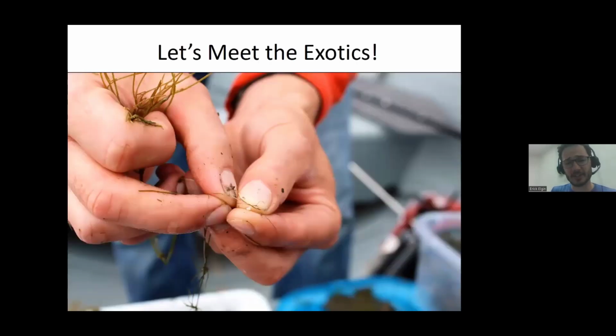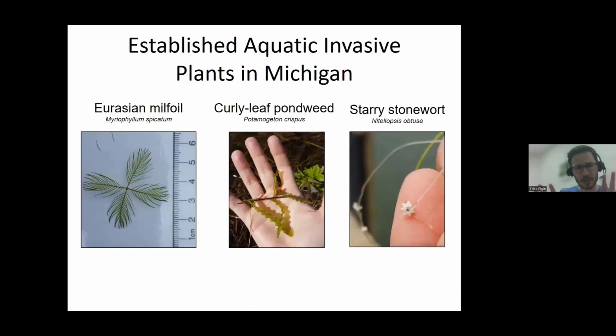So let's dive in. Let's look at these invasive species. I split our 5 up into two categories. One of them being the established aquatic invasive plants in Michigan. Like I mentioned, most of the plants that we find under the water, on top of the water in Michigan are native, the vast majority. And there are only 3 common aquatic invasive plants, and that's Eurasian water milfoil, curly-leaf pondweed, and Starry Stonewort.